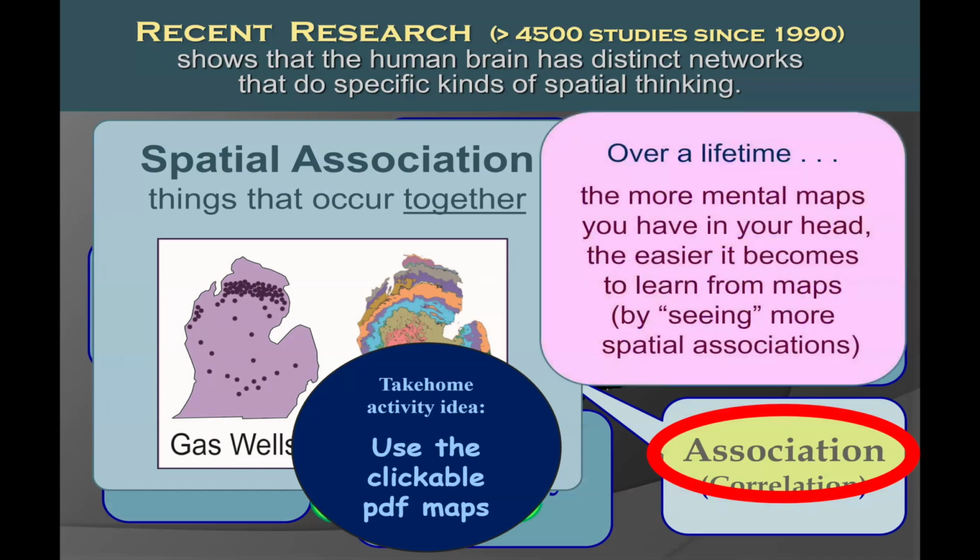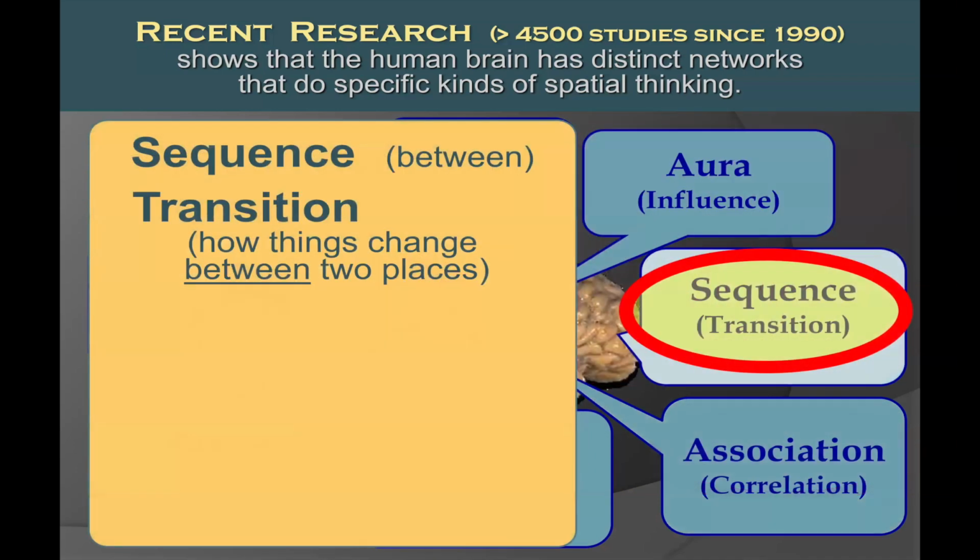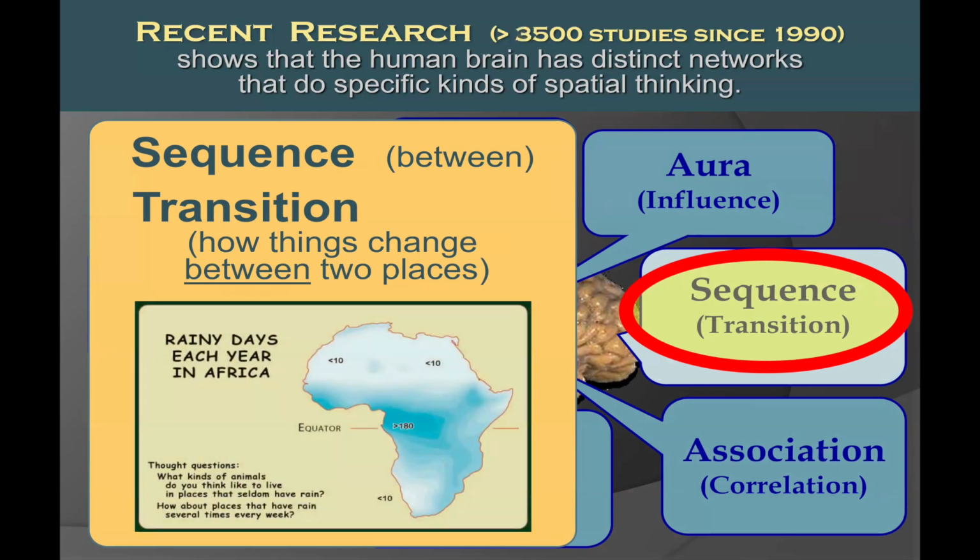Over a lifetime, the more of these mental maps you have in your head, the easier it becomes to learn from new maps because you can see new associations. We're up to about, I think, number 6 out of 8, which is the notion of a sequence. This is processed in the front side of your head, how things change when you go from one place to another. Like, how do the rainy days in Africa change as you go from the equator up to the northern part of Africa?